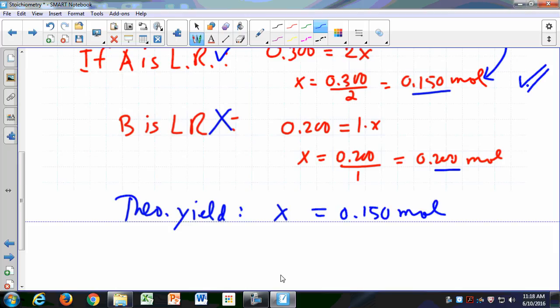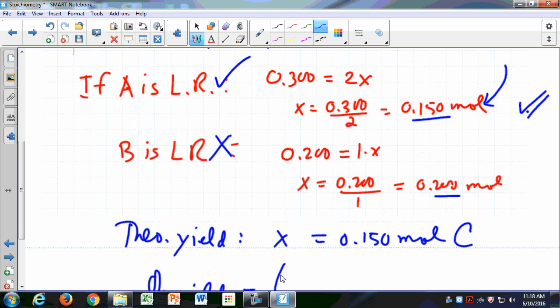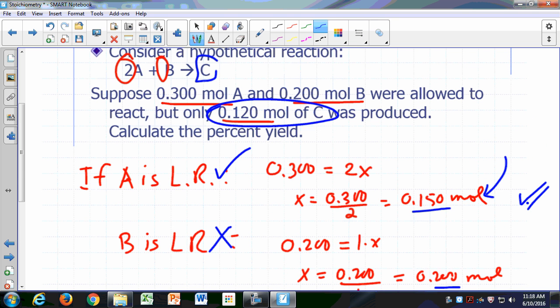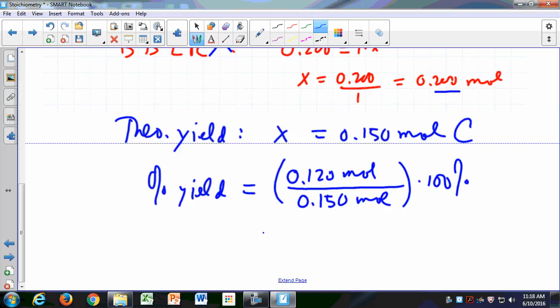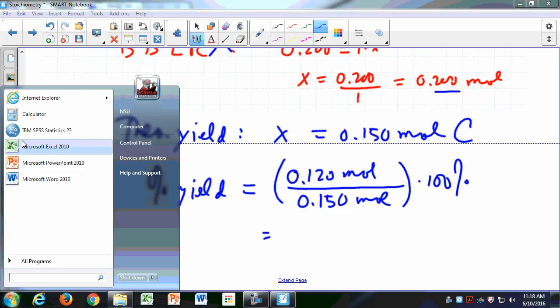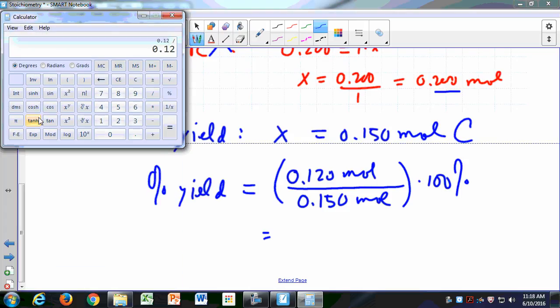Okay, C. So your percent yield is your actual yield, which is only 0.12 moles of C, divided by the theoretical yield of 0.15 moles of C, multiplied by 100%. So 12 out of 15, that should be about 80%. 0.12 divided by 0.15 is 0.8, times 100, that is 80% yield. Okay?